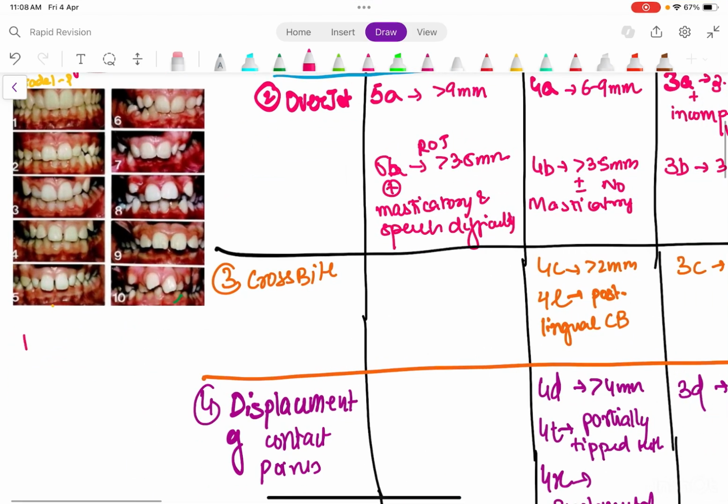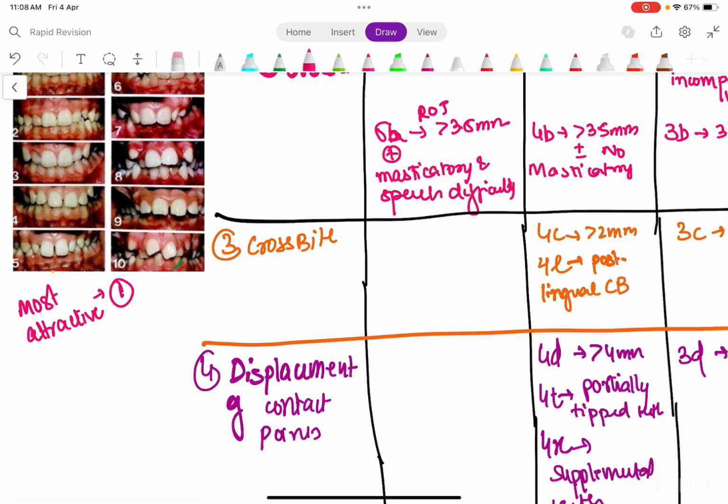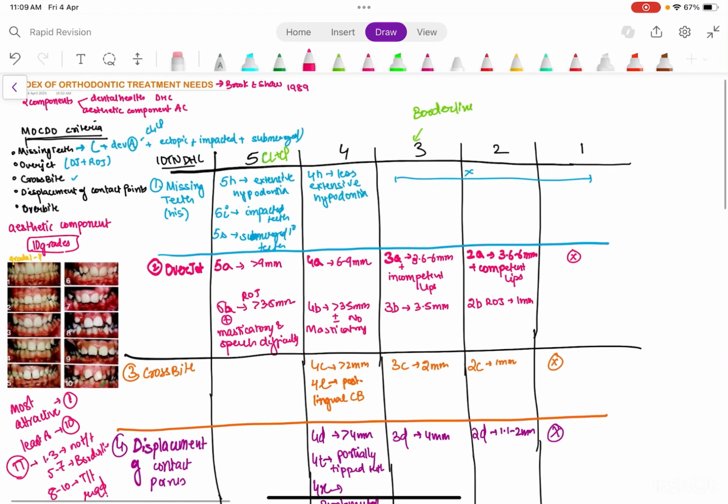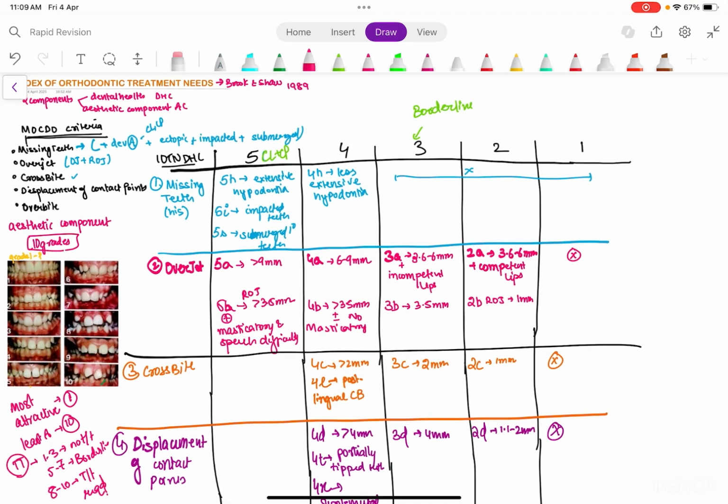Then there's one more thing left. See, scores. If they ask you which score is most attractive, obviously it's going to be 1. 1 has no problems, either DHC or AC. Then the ugliest or the least attractive is 10, right? Then treatment protocol, so 1 to 3 require no treatment, 5 to 7 borderline, and 8 to 10 treatment required. So this is about IOTN, and I hope I made it easier for you to understand.